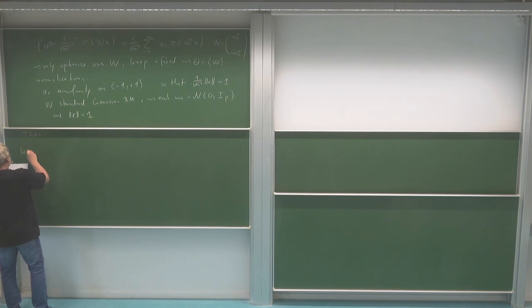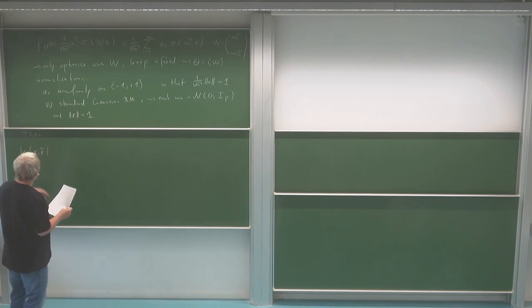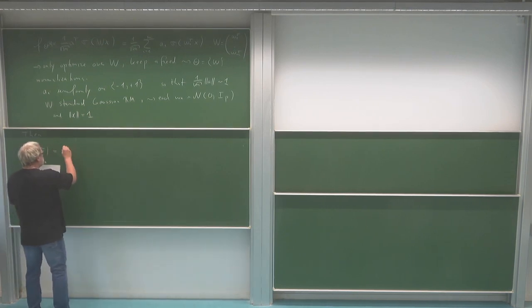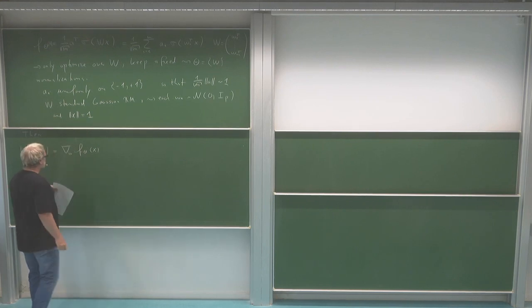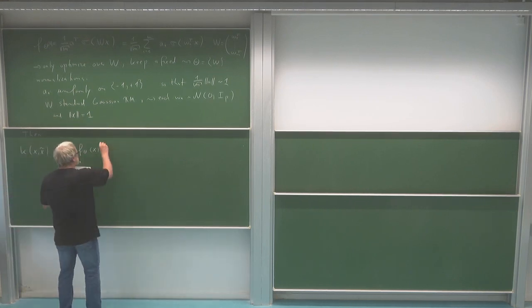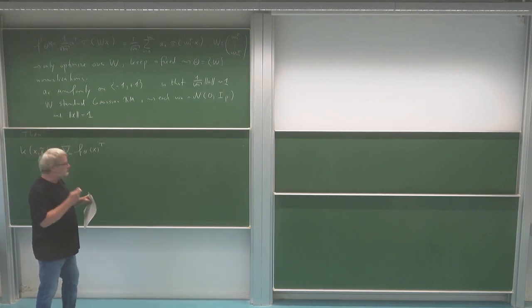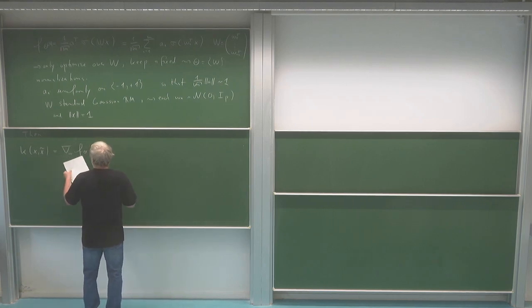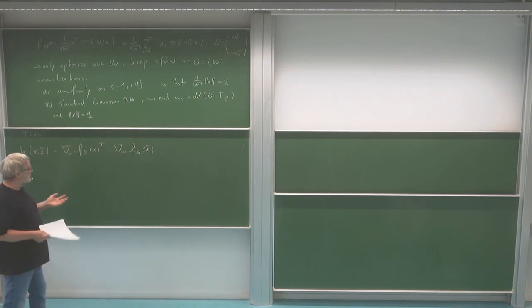This is a kernel, so I can consider it as a function of two input vectors, x and x twiddle. I'm taking the gradient of my function f theta at the point x, the gradient with respect to W, and I take the inner product of this with again the gradient, but now at the other argument. So I take the gradient of f at point x, the transpose of this, multiplied with the gradient of f theta of x twiddle. Okay, and then we worked this out last time.